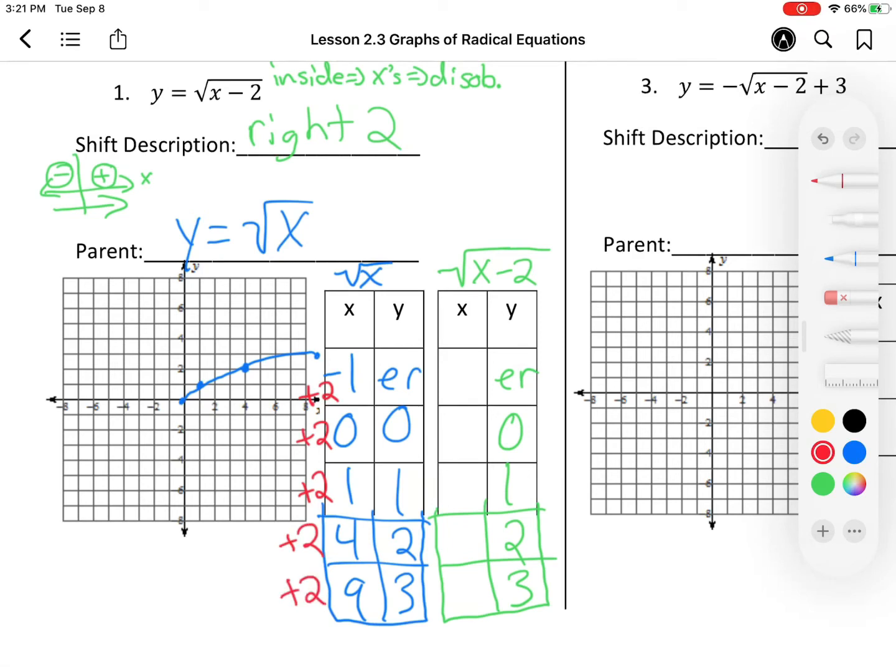So that means I'm going to have -1 plus 2 to give me 1. 2 plus 0 gives me 2. 2 plus 1 gives me 3. 4 plus 2 gives me 6. And 9 plus 2 gives me 11. So my new graph is going to be (1, 0), (2, 1), (3, 2), (6, 3), (11, 3)... So it pushes somewhere over here. And that's going to be my new graph.